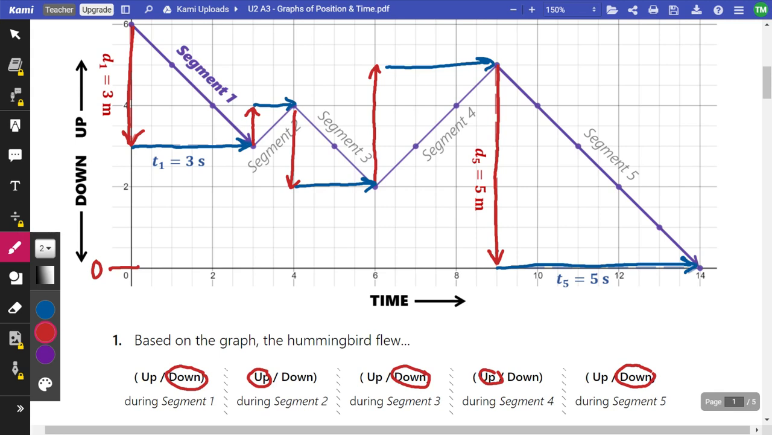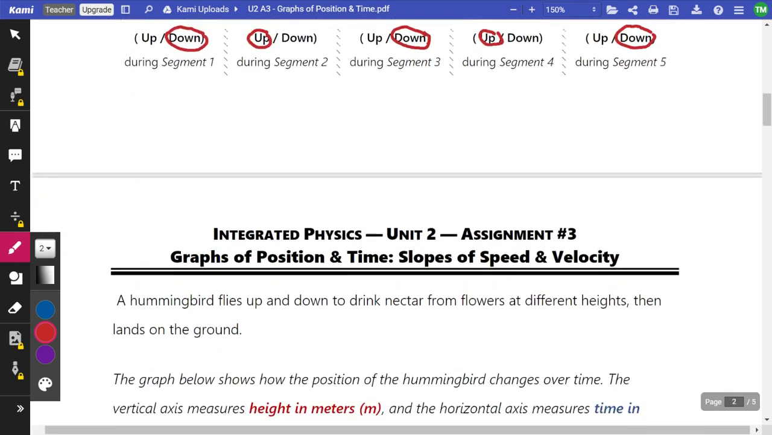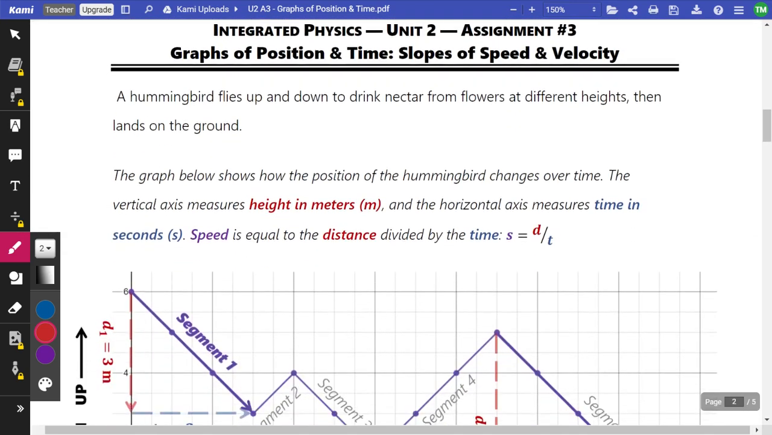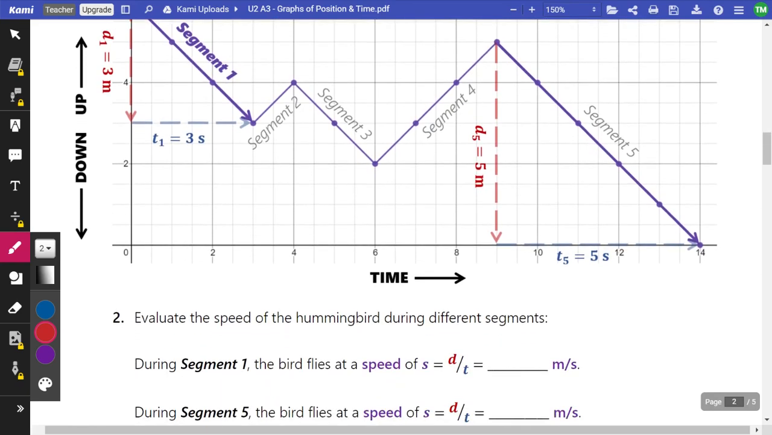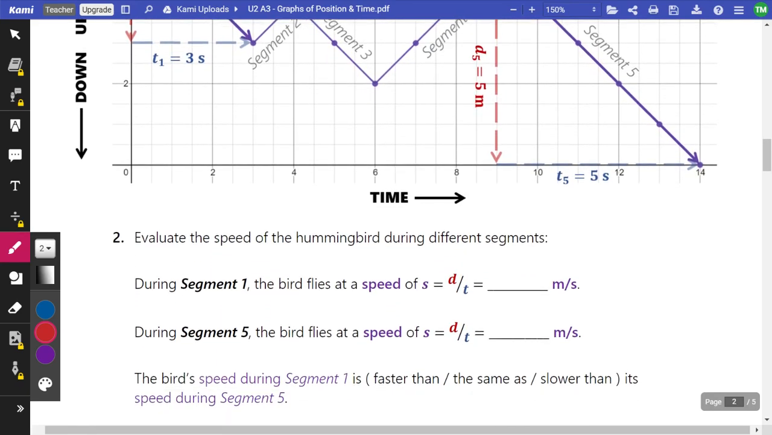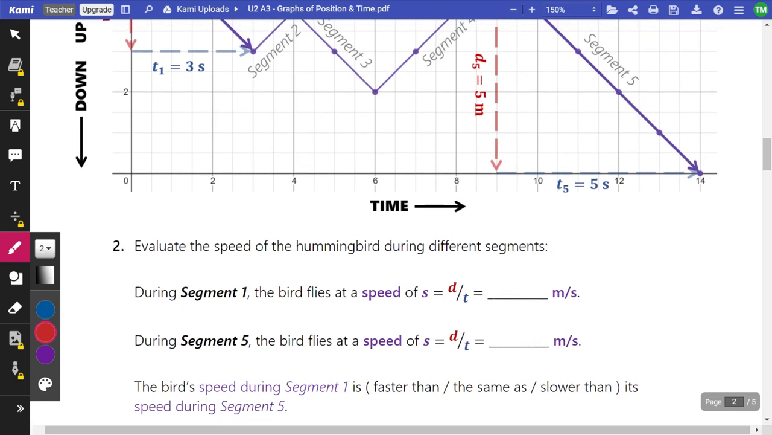Okay. This graph can also tell us other information besides whether the bird is moving up and down. It can also tell us how fast the bird is moving. So let's look at some examples like that. So let's go on to the next question. Hummingbird flies up and down. Okay, so that's the same stuff, same graph. But now we're going to be looking at the speed during specific segments of this graph.